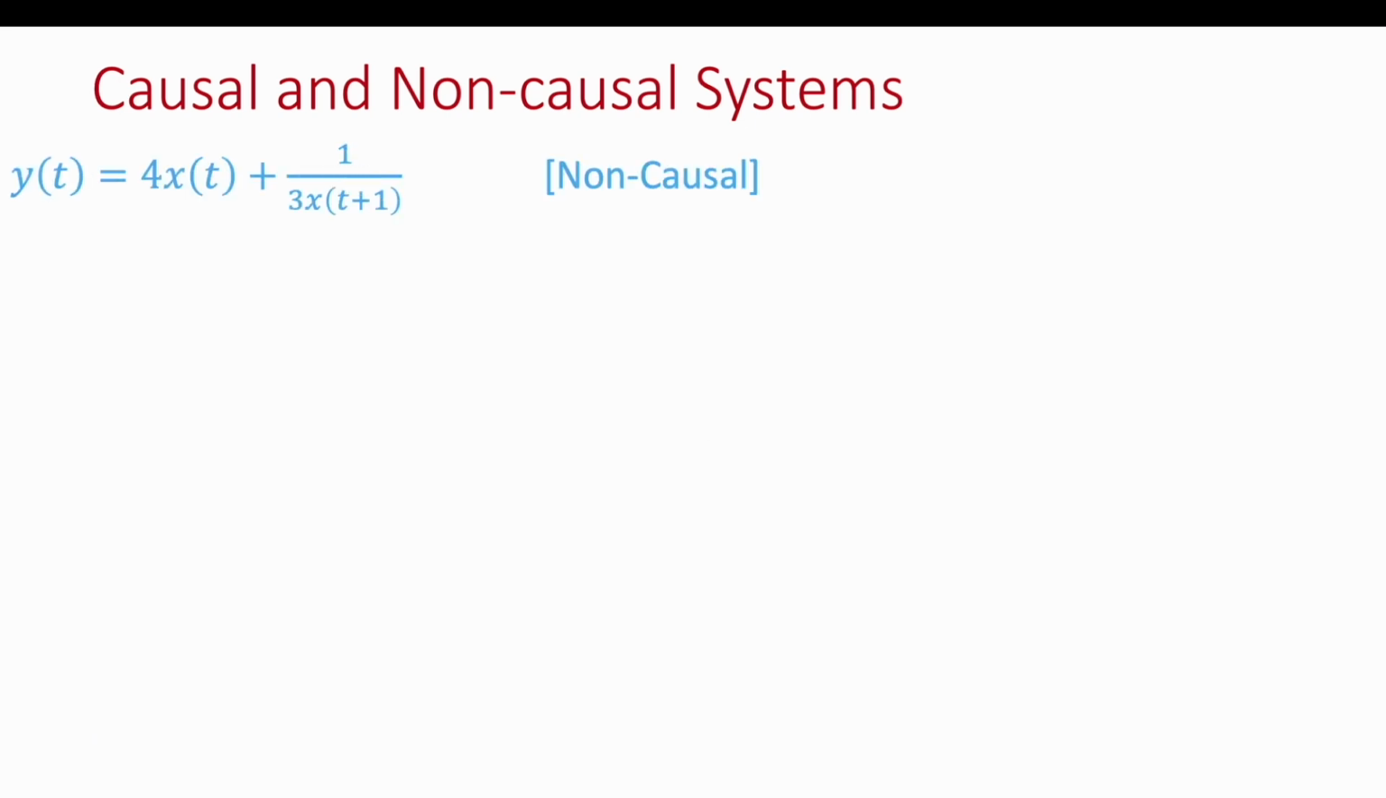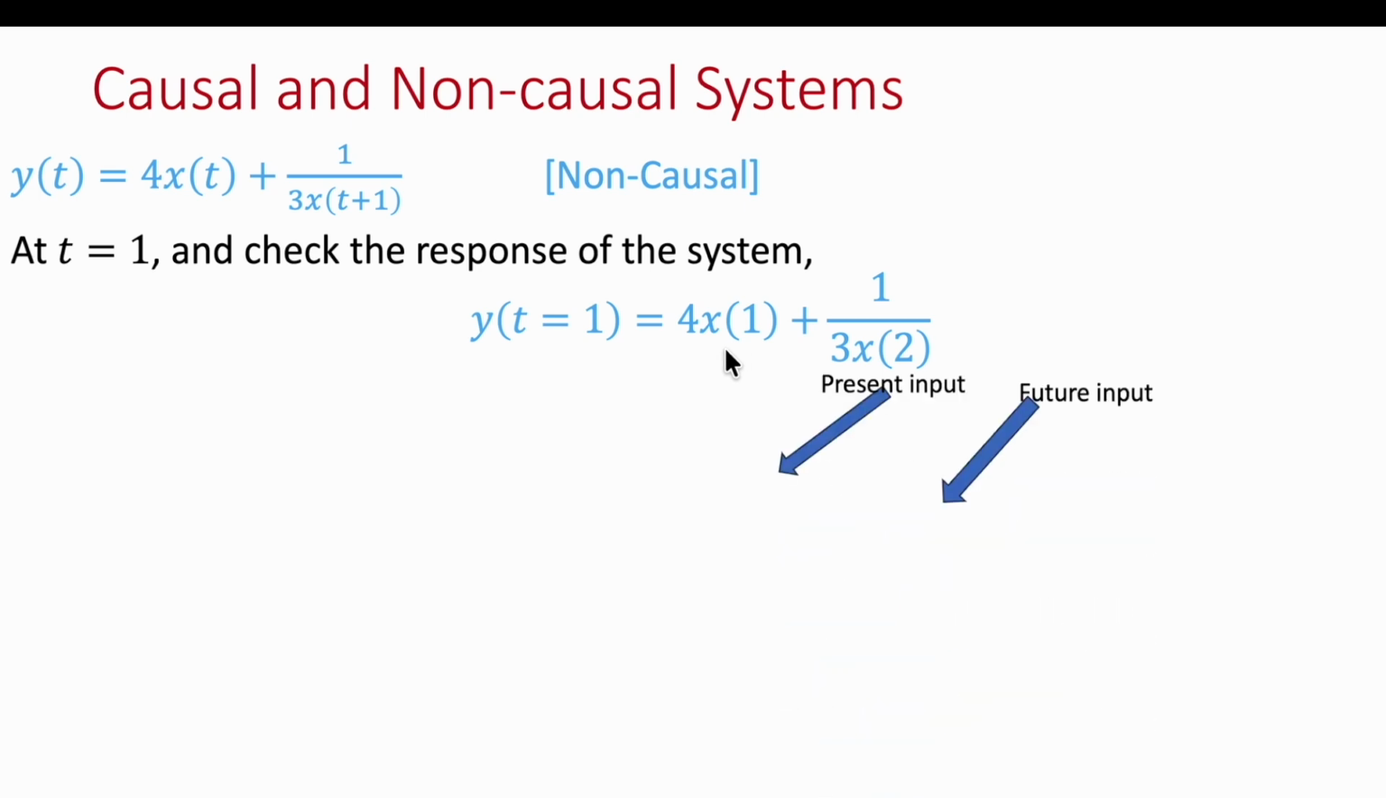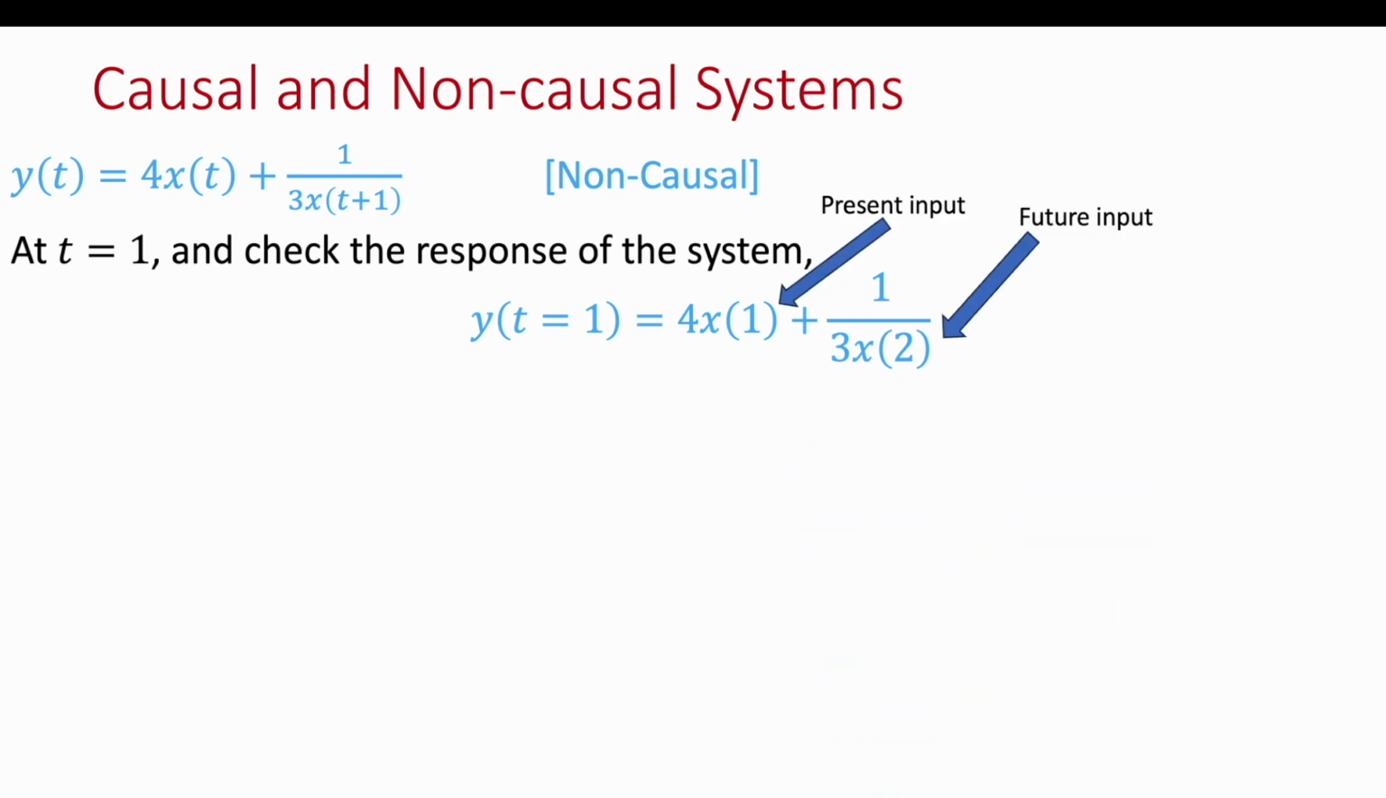There is another example where the response of the system is given by y of t is equal to 4x of t plus 1 over 3x of t plus 1, and you want to check the response at present time t is equal to 1. Then y of 1 is equal to 4x of 1 plus 1 over 3x of 2. So it means that the system response depends on the present input and the future input. You can see that the future component is there. So you can say that the system is a non-causal system.